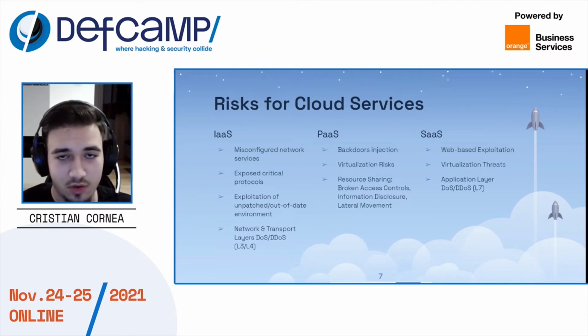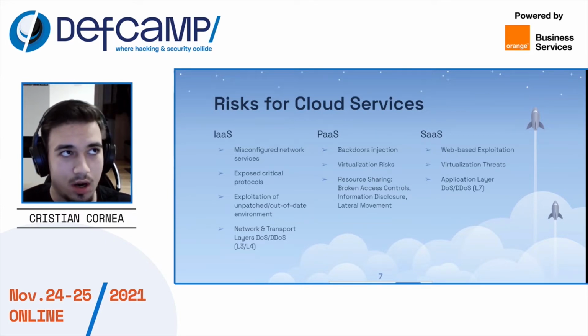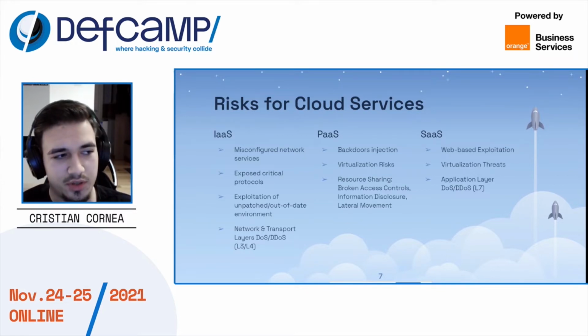Then we have the risk of denial of service or distributed denial of service for network and transport layers, because we are also responsible for the traffic management. In a platform as a service, the risks are not so high as in infrastructure as a service, because our responsibility was shortened. Basically, there is a possibility of injection of backdoors in software that we develop through a platform as a service.